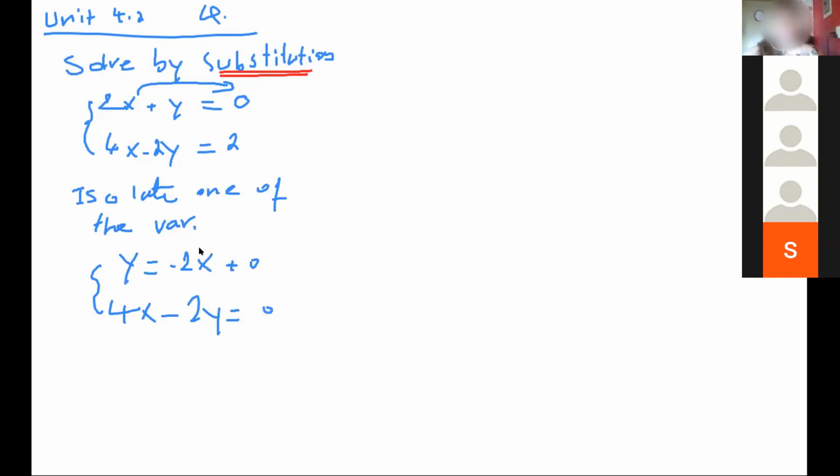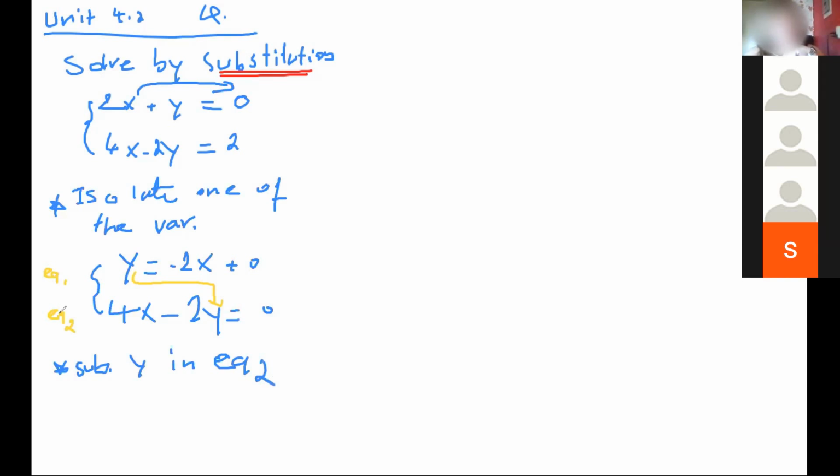Okay, now that we have one variable by itself, the variable that we just isolated, or if it's already isolated, needs to be plugged into the other equation in lieu or instead of the other variable. Okay, so we're going to go to equation 2. So this is equation 1. Equation 2. So the first step was to isolate. Now we're going to sub. Okay, substitute y in equation 2.